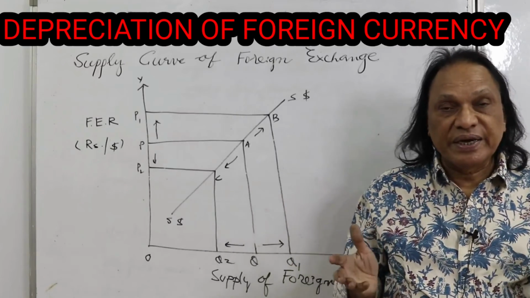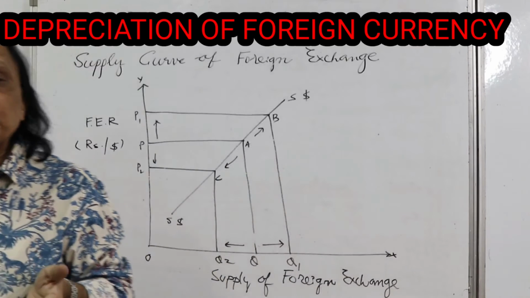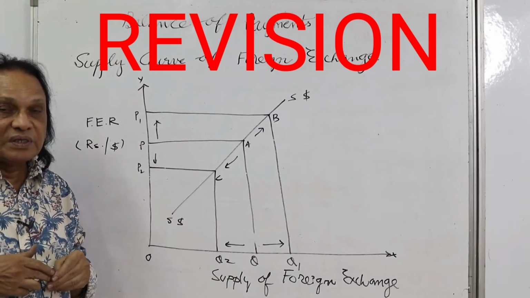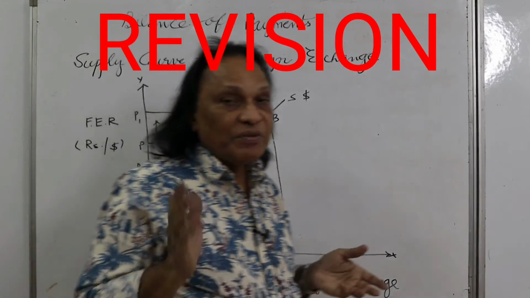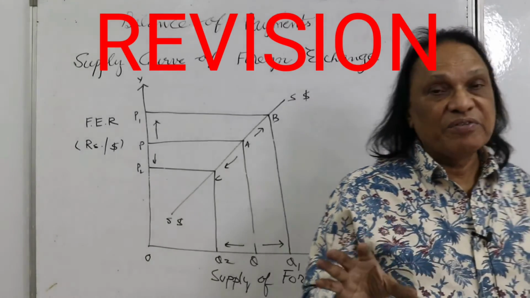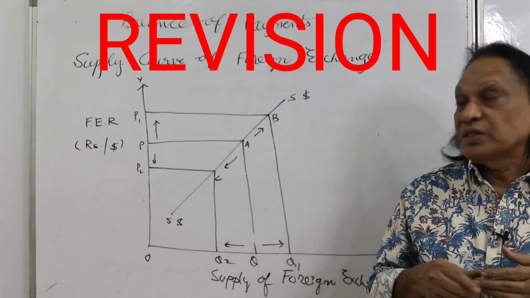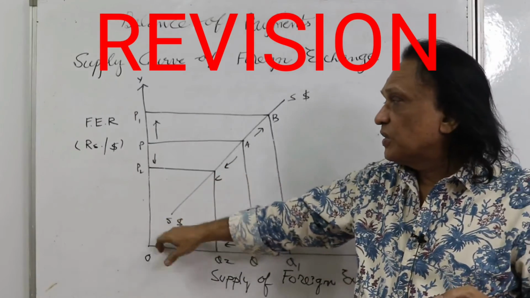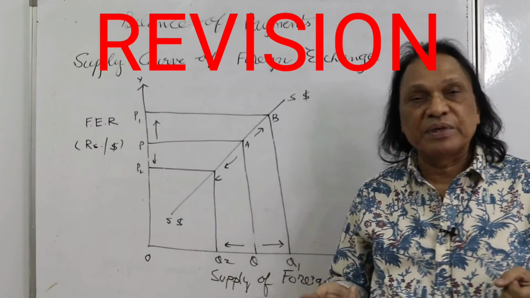So I repeat once again, follow it carefully. There is a direct relationship between foreign exchange rate and supply of foreign exchange. That is, if the foreign exchange rate goes up, the supply will go up. If the foreign exchange rate comes down, the supply will come down. Direct relationship. That's why the supply of foreign exchange curve is rising upwards.